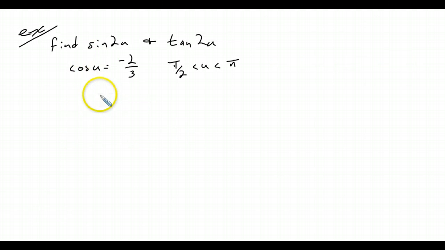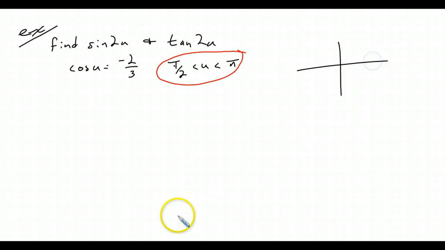Alright, another type of example. It'll ask you for, kind of like in the last section, how we had to look at a triangle. It gives you cosine of u is negative 2/3. Sorry, didn't mean to draw that. I'm just making stuff up. Cosine of u is negative 2/3. We also have this restriction right here. u is between pi over 2 and pi. All that really means is that u is in the second quadrant. So when you draw your triangle, just draw it up in the second quadrant.